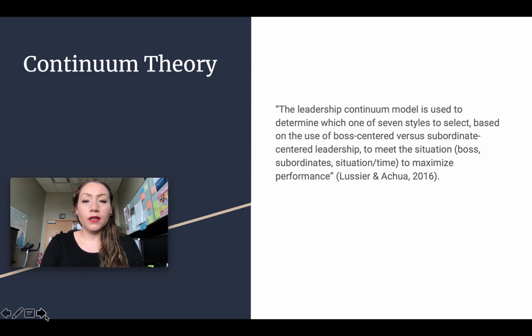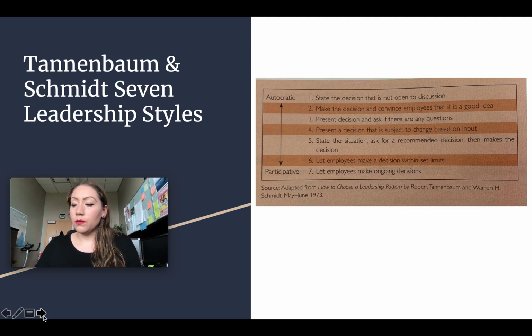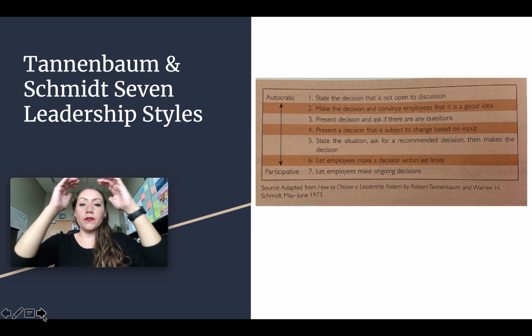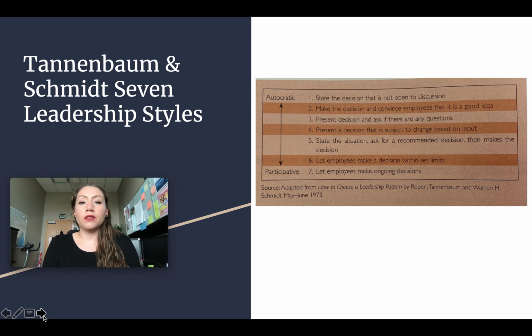Then we have the continuum theorem. This one was created in 1950 by Robert Tannenbaum and Warren Schmidt, and this model is based on who makes the decision. It's used to determine which of the 7 styles you must select in order to meet the situation. It goes from autocratic all the way to participative. Autocratic is like, this is what I am saying and this is the way it goes, and that's it. Participative is where you let the employees make ongoing decisions.